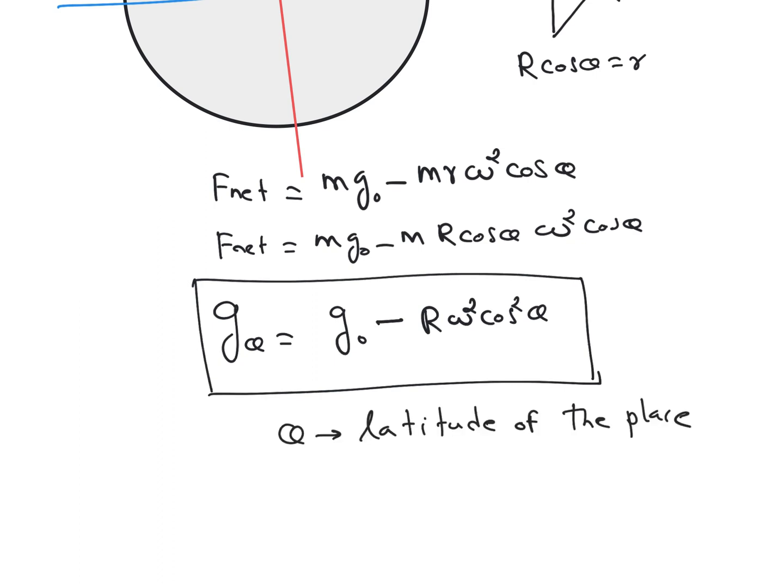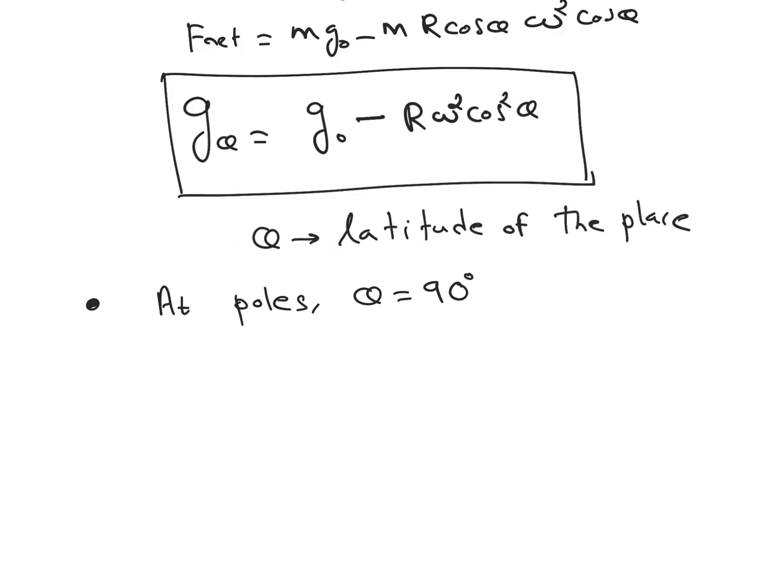And remember that here theta represents the latitude of the place where we are finding the value of acceleration due to gravity. As we know, this latitude is measured from the equatorial line, so at the pole the value of latitude is 90 degrees. The value of cos 90 is equal to 0. So the value of acceleration due to gravity at the pole becomes equal to g naught, which gives the maximum value of acceleration due to gravity.